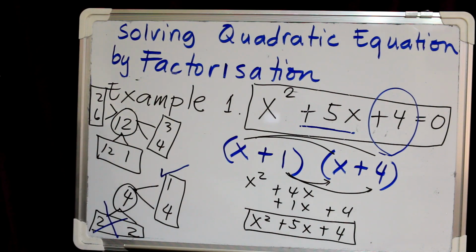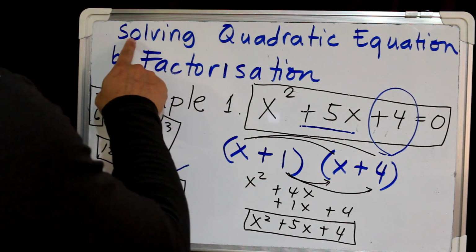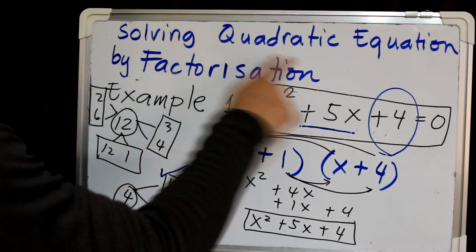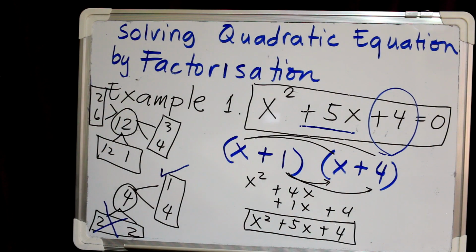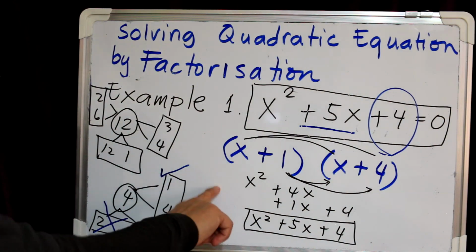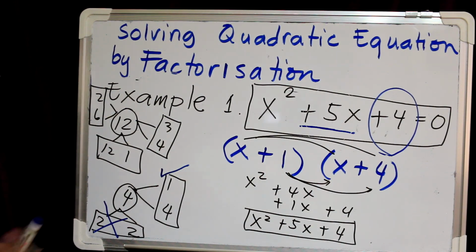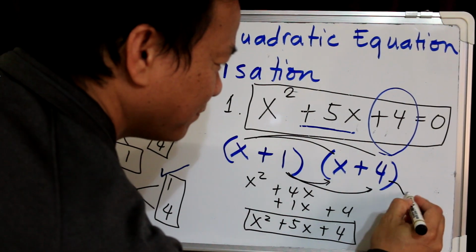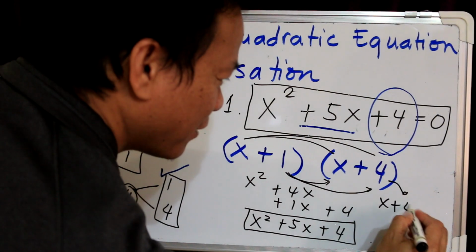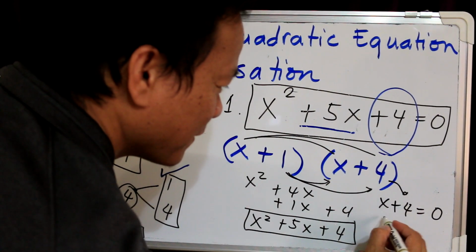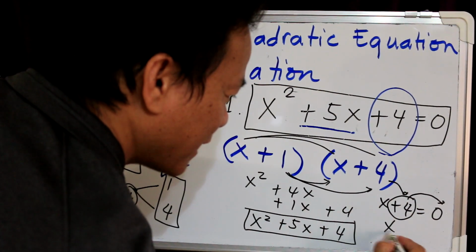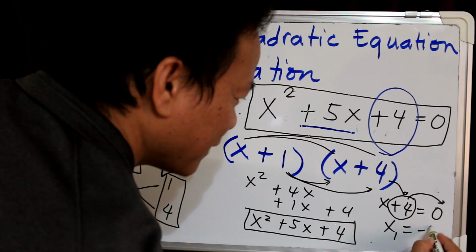So that's easy, right? But since our main topic here is solving quadratic equation, so we then do a further operation on each of the factors. So for this case, we can have x plus 4 equal to 0, which then becomes, so you can transfer 4 to the other side, that becomes x sub 1 equals minus 4.